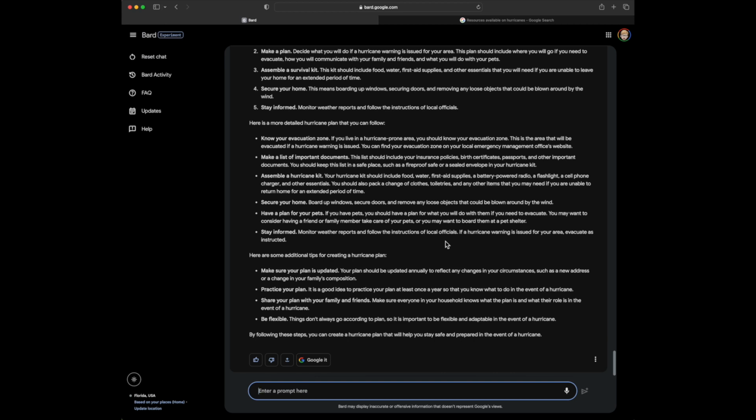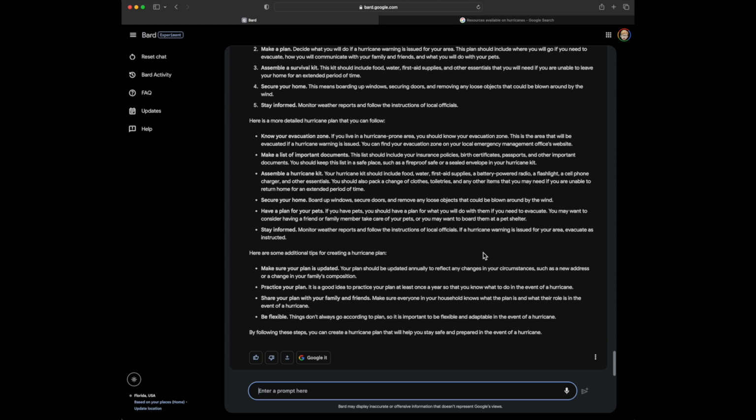Share your plan with your family and friends. Make sure everyone in your household knows what the plan is, what their role is in the event of a hurricane. That is wonderful. And then be flexible. Things don't always go according to plan, so it's important to be flexible and adaptable in the event of a hurricane. By following these steps, you can create a hurricane plan that will help you stay safe and prepared in the event of a hurricane.